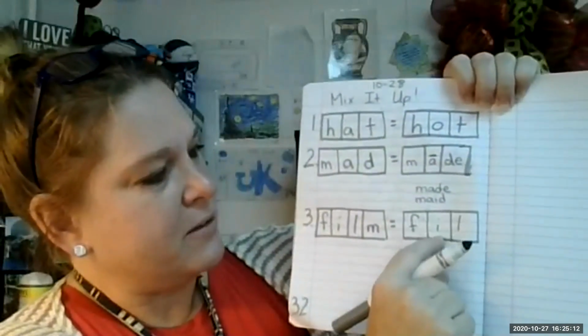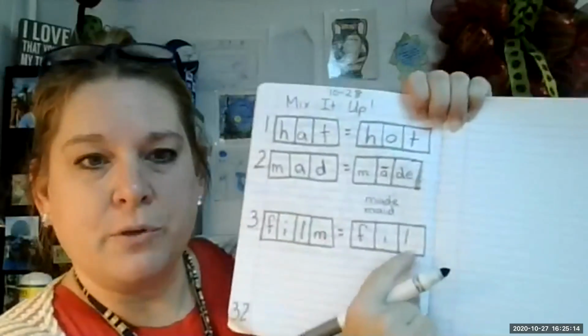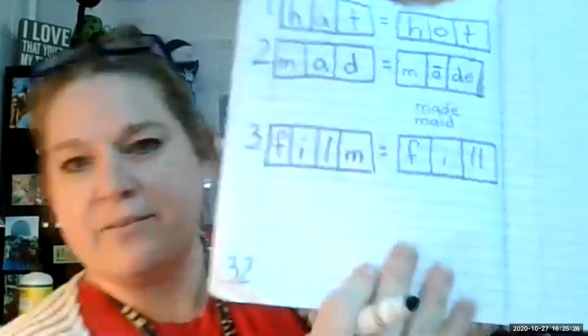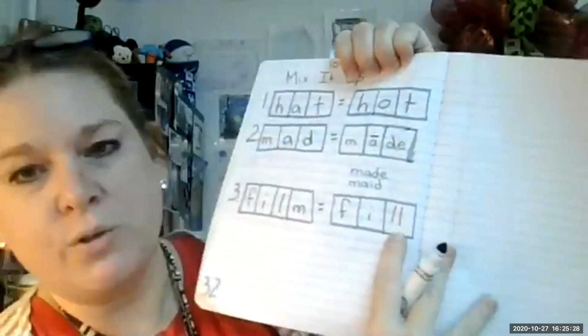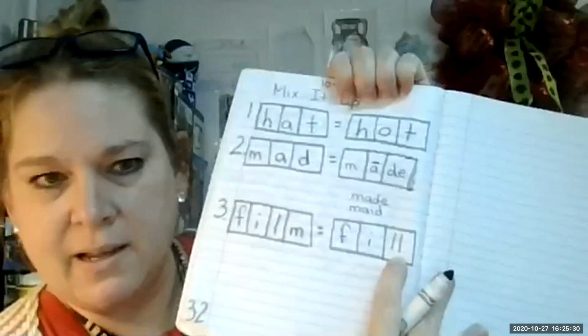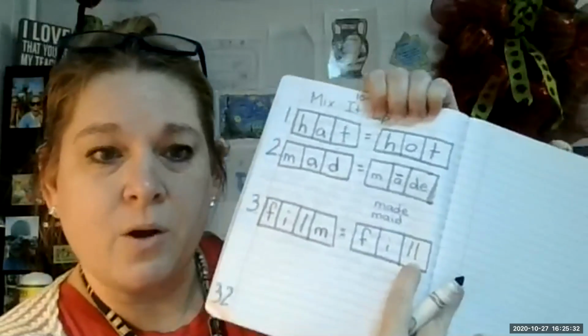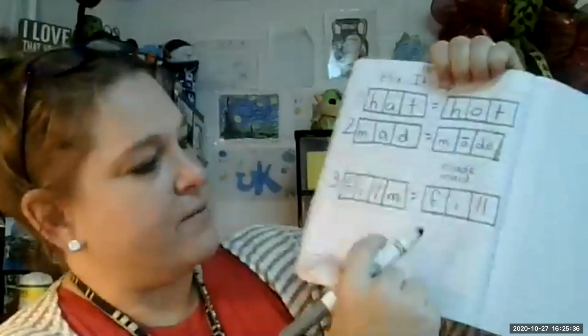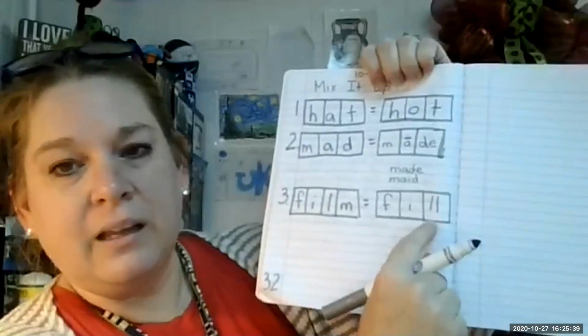I have a short vowel sound and it comes before a consonant letter at the end of the word. What do I need to do to make that look right? I need to double that L. Fill. So even though I have 2 letters in one box, those 2 L's together only represent one sound. So we have fill. Good.